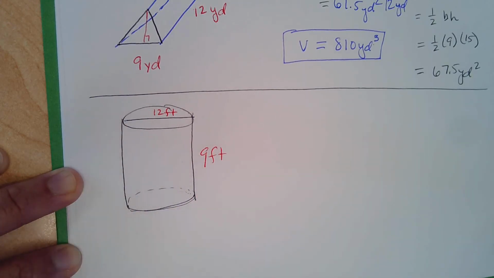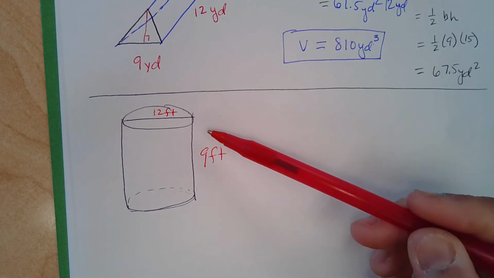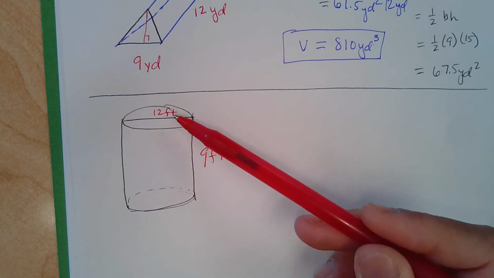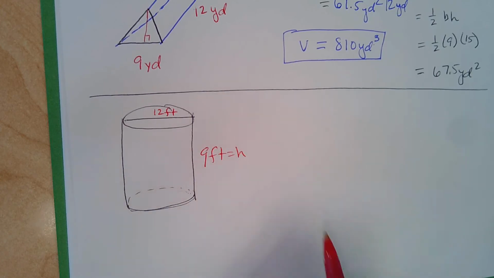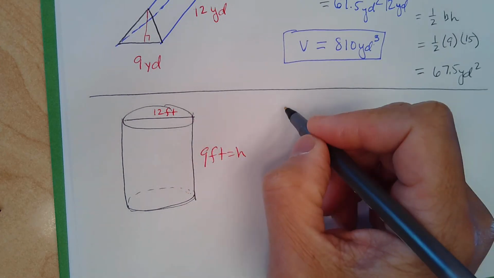So again, let's identify what is the height. The height is, again, the segment in between the two bases. The two bases are the two circles here. So therefore, this is our height. We will continue to find the base.